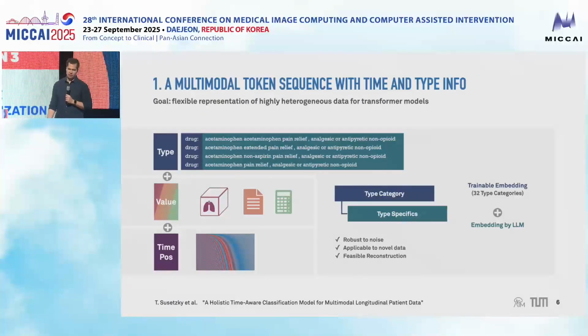So we achieved this by splitting type information into a high-level category and type specifics. We define manually a small set of those categories, such as lab value or vital measurement, and type specifics, which can be free text, for instance, a drug name. So for the category, we then use a regular, fully trainable embedding layer, while for the specifics, we again employ a domain-specific LLM, providing us semantic validity out of the box.